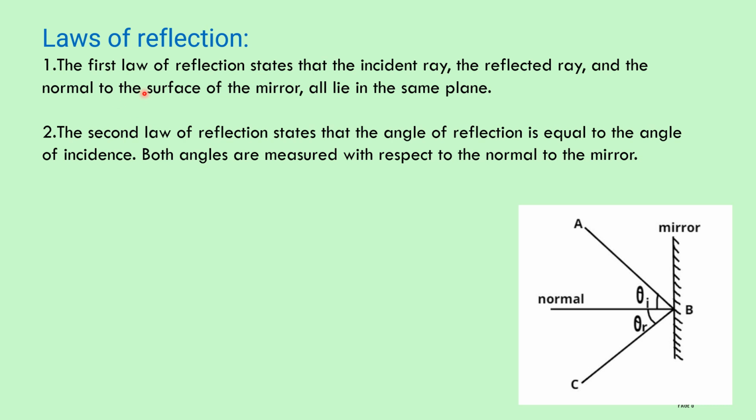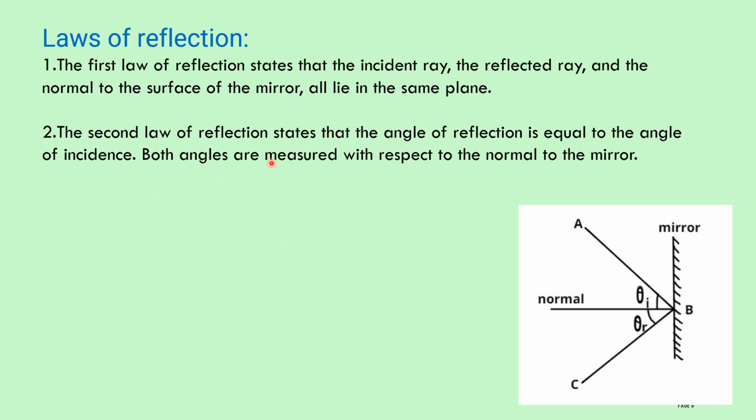Next one, the law of reflection. The first law of reflection states that the incident ray, the reflected ray, and the normal to the surface of the mirror all lie in the same plane. Consider here, this is the incident ray, this is the reflected ray, and this is the normal to the surface of the mirror. All these three lie on the same plane. Consider this white blackboard is the one plane. All three rays lie on the same plane. That is the first law.